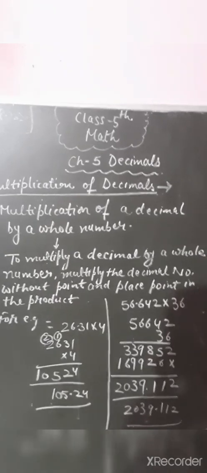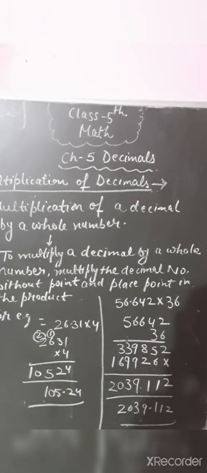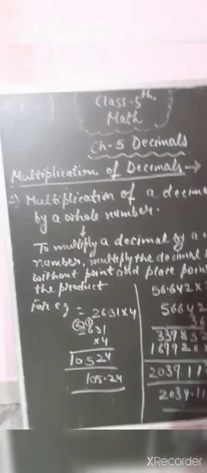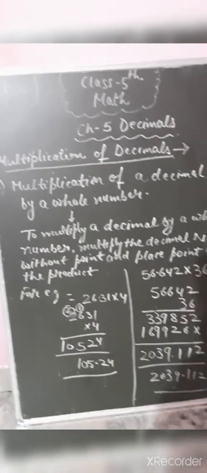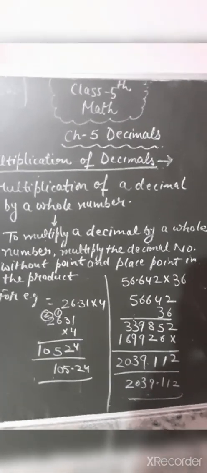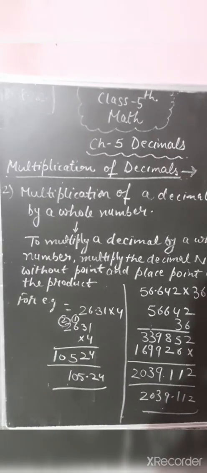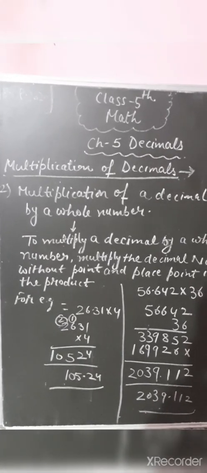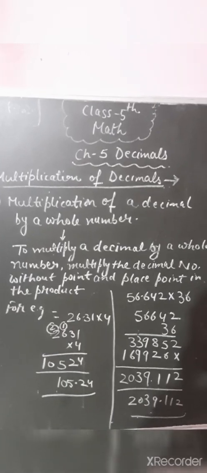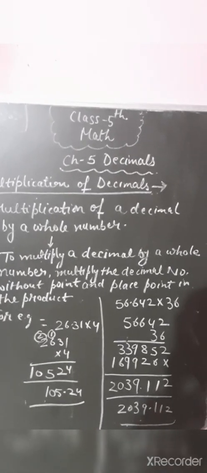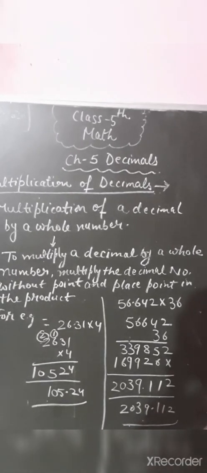So dear students, you have to solve 2 exercises on the basis of multiplication of decimal numbers. Try to solve your exercises number 5.6, 5.7 and 5.8. When you get the solution key in the next class, then match your answers and then write them in your fair notebook.